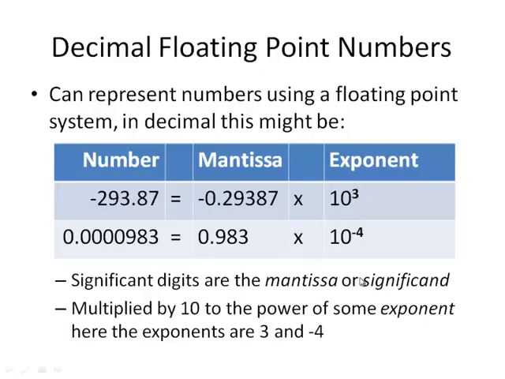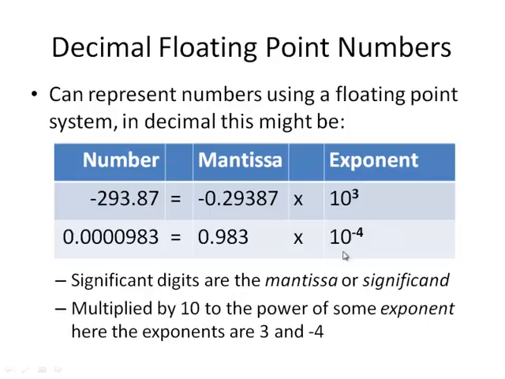Or for a small number, for example, such as 0.0000983, we have a mantissa and we have an exponent, and in this case the exponent is going to be 10 to the minus 4. You can hopefully imagine and see that we're going to be able to use this method to represent very, very large numbers and very, very small numbers using a limited number of significant digits and a separate value for the exponent. So the exponent value can represent a large number or a very small number.